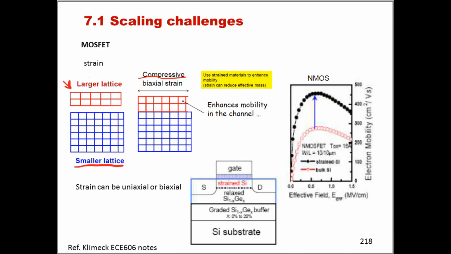In other cases, the strain could be uniaxial, just in one direction. But for example, in this case it could be biaxial. It doesn't matter. What is important here is that this process of creating this compressive strain effectively enhances the mobility because it is modifying the effective mass of the carriers in that strained material.